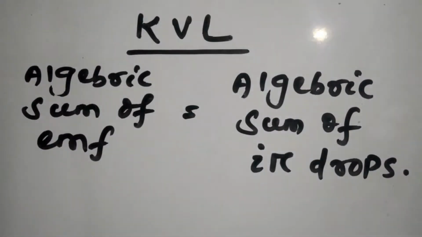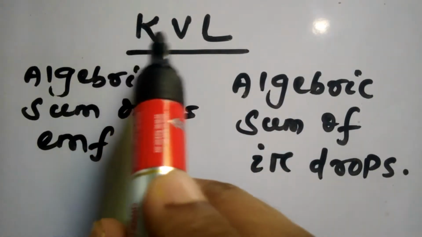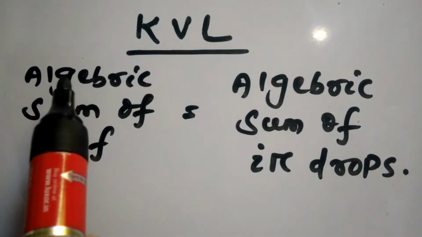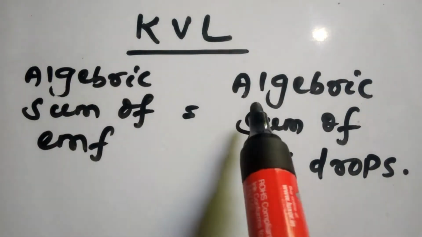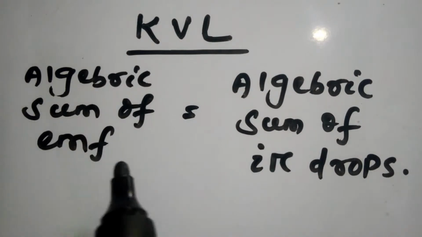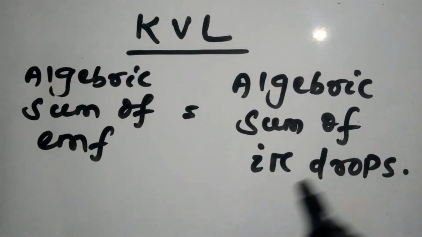Hi friends, now I am going to discuss KVL, Kirchhoff's voltage law. Its statement: it states that the algebraic sum of EMF is equal to the algebraic sum of IR drop in a closed loop. The algebraic sum of EMF is equal to the algebraic sum of IR drop.